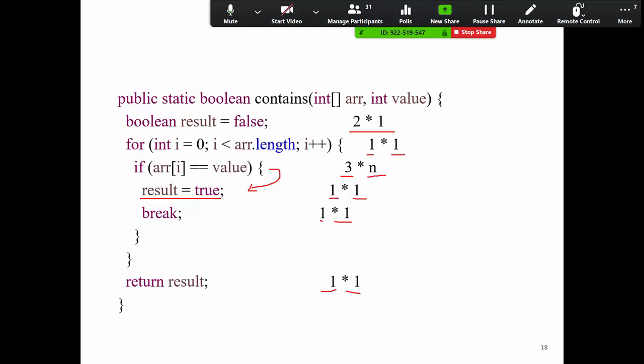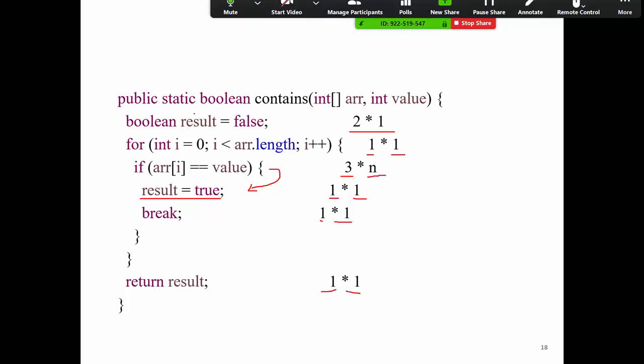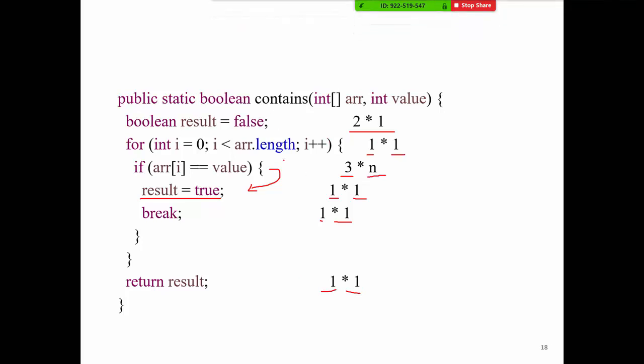Now, after we determine the number of elementary instructions and how many times these instructions will be executed, we multiply them together. Let me see if you have any questions.